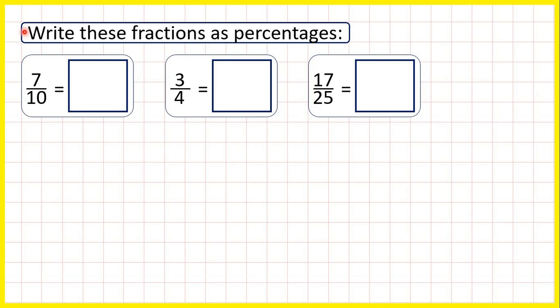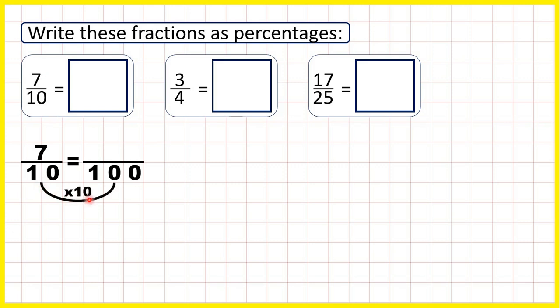We need to write these fractions as percentages. So first, we have 7/10. Now remember, a percentage is a fraction with a denominator of 100, so we need to find a fraction equivalent to 7/10, which has a denominator of 100. We can use multiplication to find equivalent fractions.